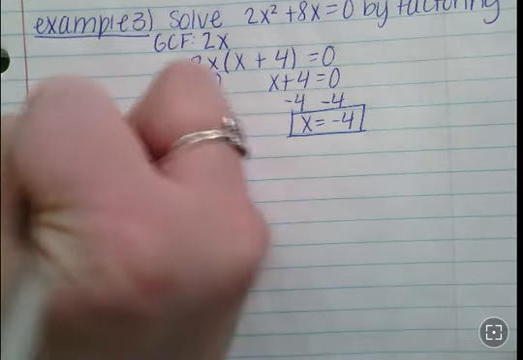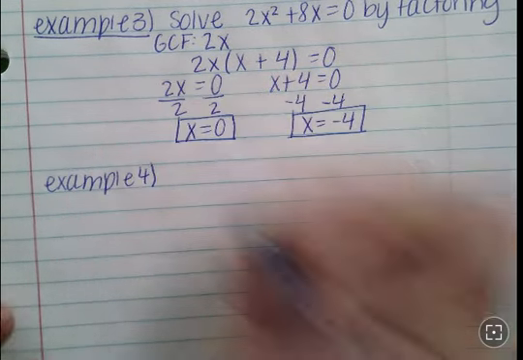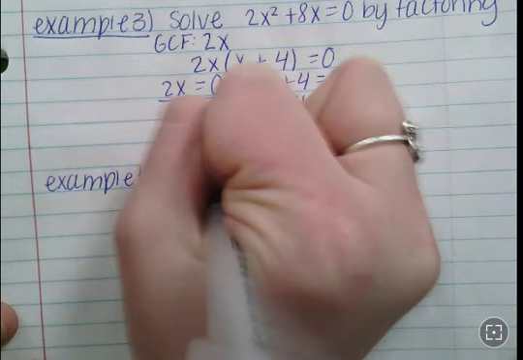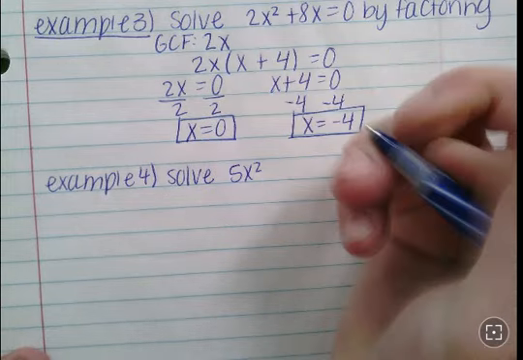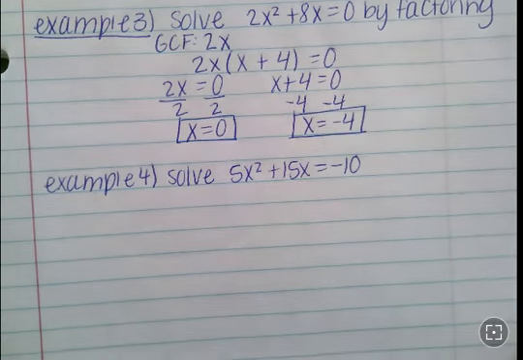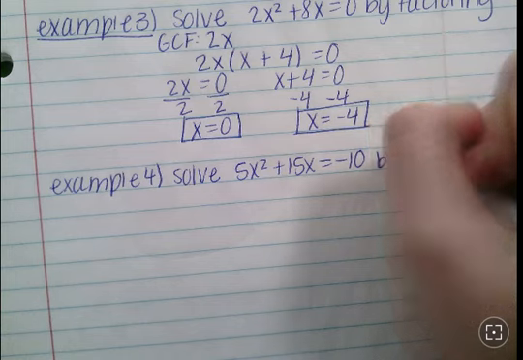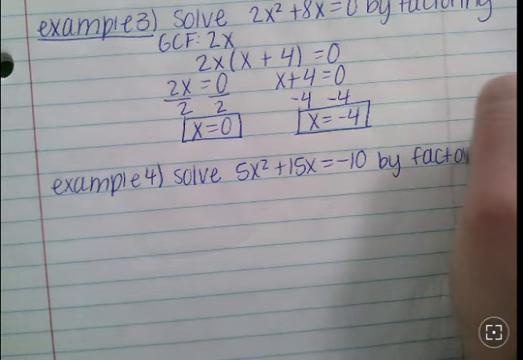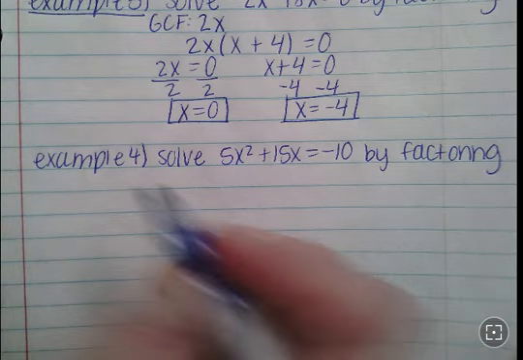Okay. Example 4. We're going to go back to our goal now. I think we're finally ready for it. We're going to solve, actually I'm going to write it a little bit differently, but we're going to solve 5x squared plus 15x equals negative 10. All right, now this looks different. By factoring. I need to be specific here because I think you'll probably choose graphing if I don't give you a way, which is fine, but I need to give you a way. So we need to solve this by factoring, okay?